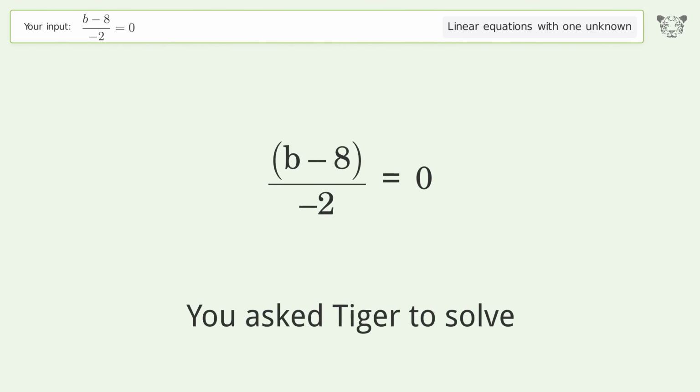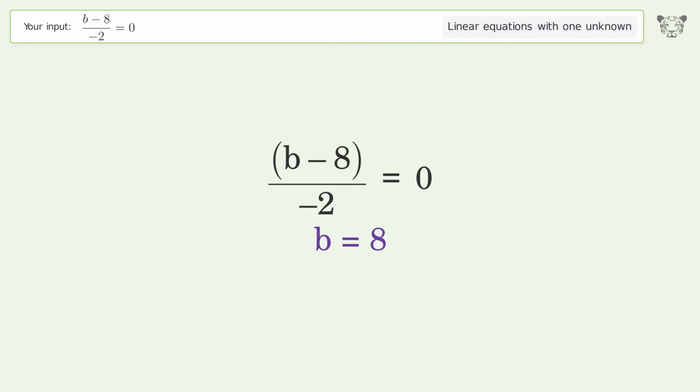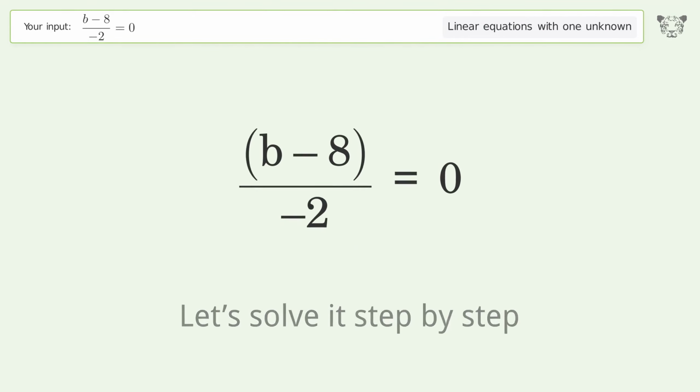You ask Tiger to solve. This deals with linear equations with one unknown. The final result is b=8. Let's solve it step by step.